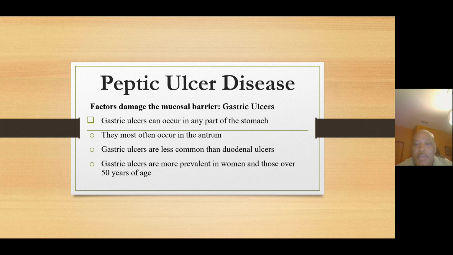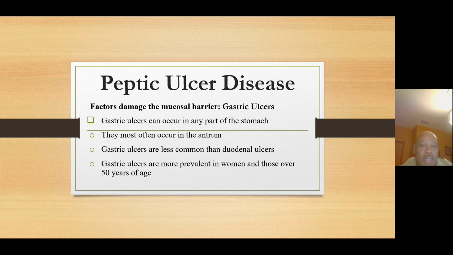Now, again, with factors that damage the mucosal barrier, gastric ulcers can occur in any part of the stomach, but they most often occur in the antrum part of the stomach. Gastric ulcers are less common than duodenal ulcers, so the duodenal ulcers occur more frequently. Gastric ulcers are more prevalent in women as opposed to men, and they occur in those over the age of 50 years.